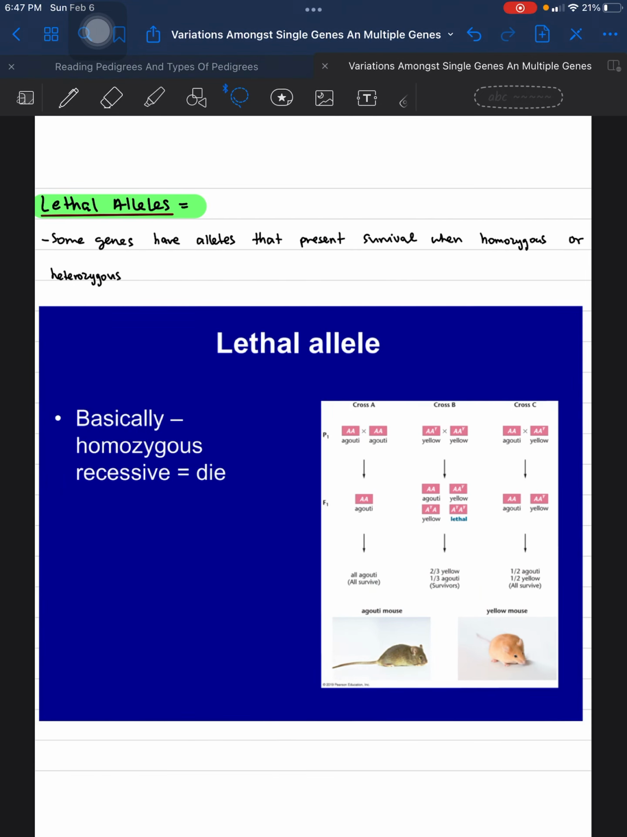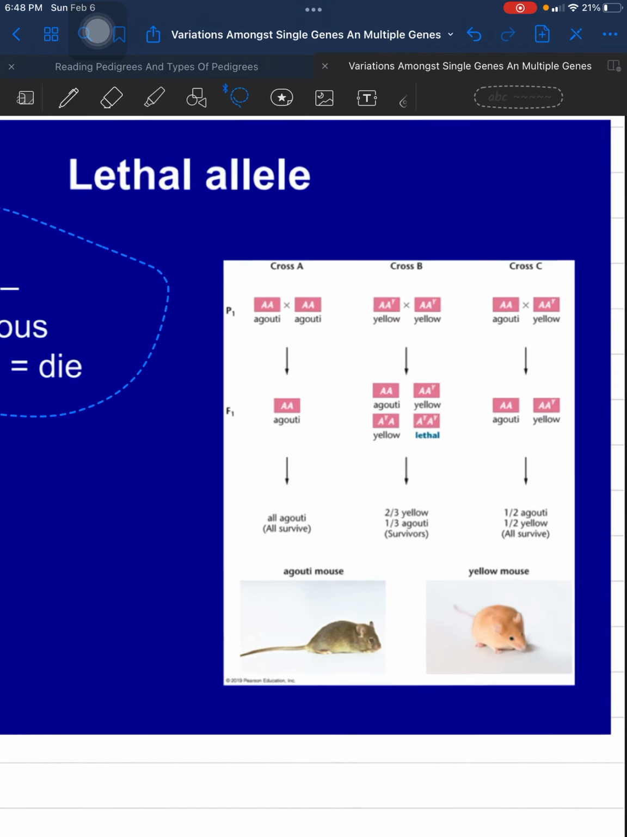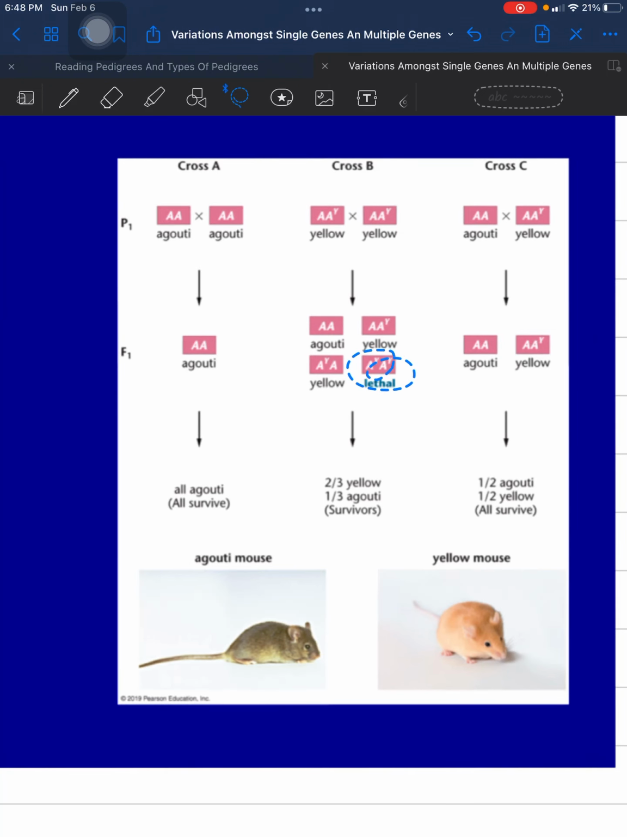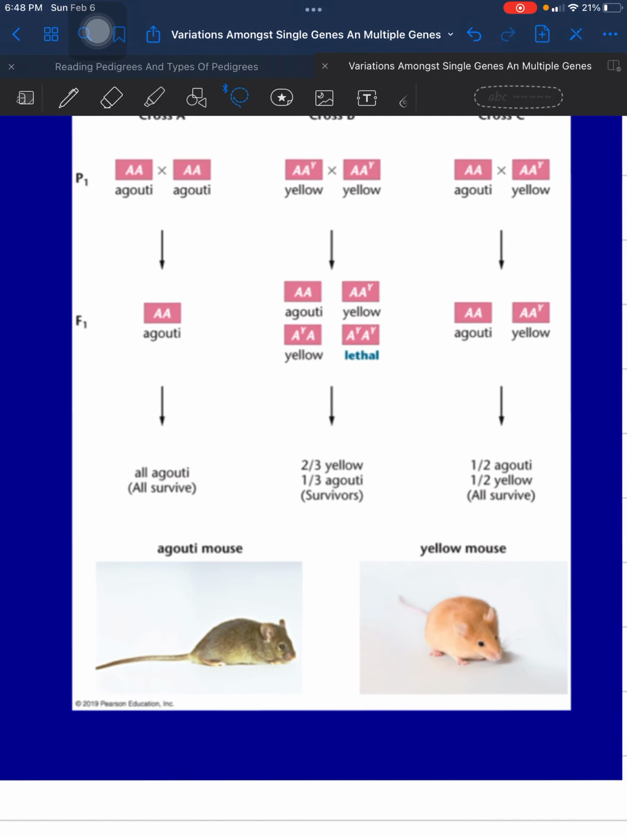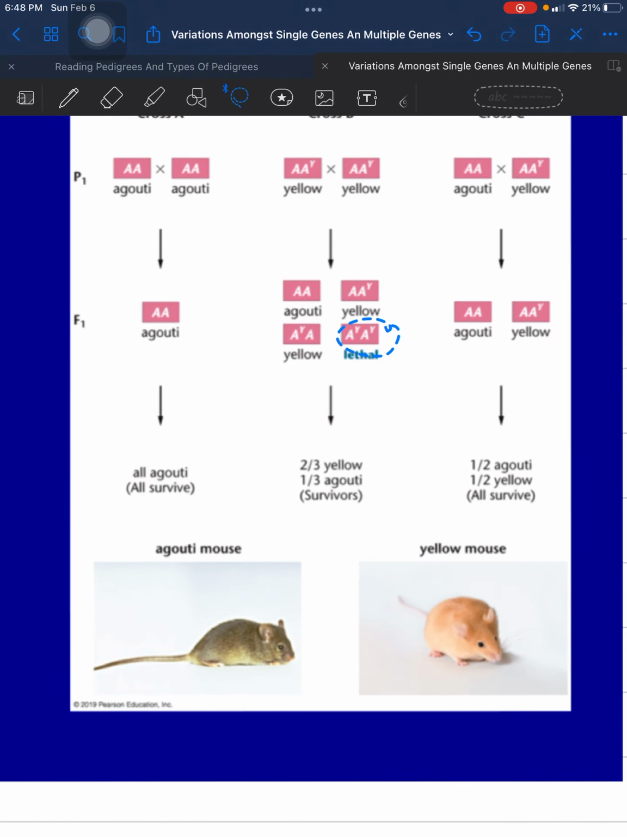Now, lethal alleles. Some genes have alleles that prevent survival when homozygous or heterozygous. And in this example, homozygous recessive basically just means that the offspring will die, right? That it has an allele that causes death. So in this mouse right here, when these two parents were crossed, it produced one offspring with 2 homozygous recessive alleles, causing that offspring to actually die.